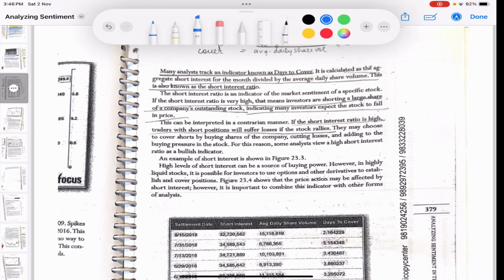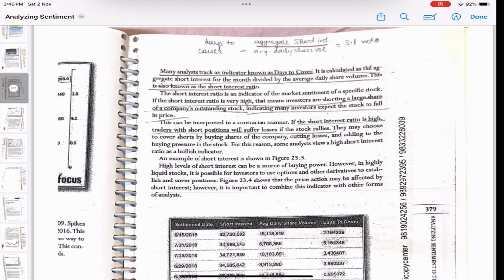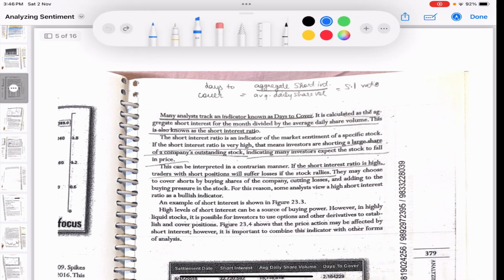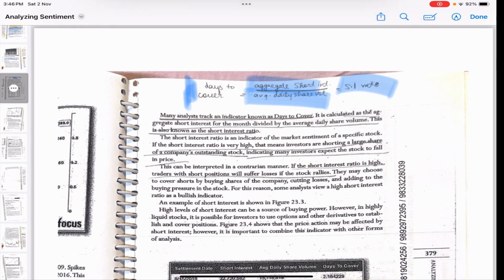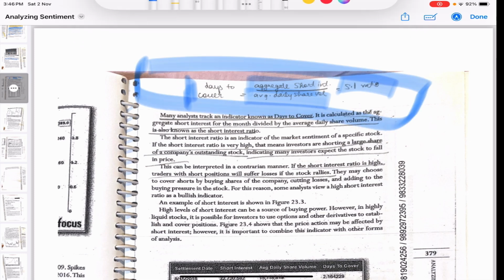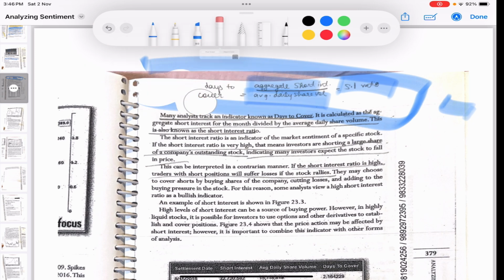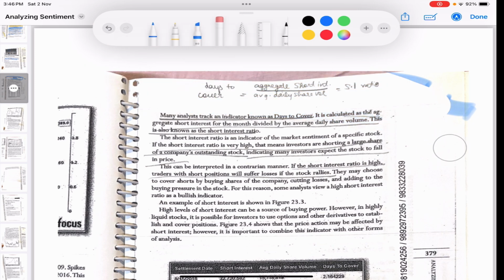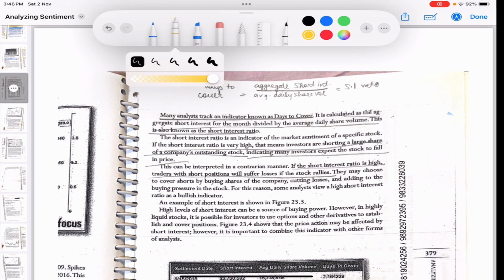Days to cover is basically aggregate short interest divided by average daily short volume, which is going to give you the short interest ratio. You can remember this particular formula as it can be tested. Let's read about it. Many analysts track an indicator known as days to cover. It is calculated as the aggregate short interest for the month divided by the average daily share volume. It is known as short interest ratio.